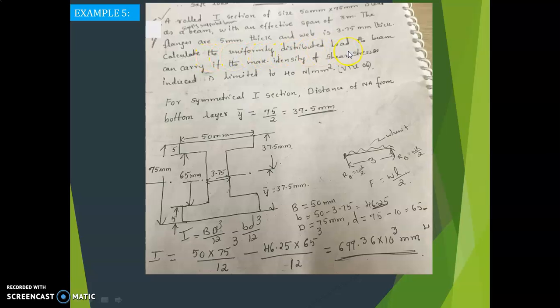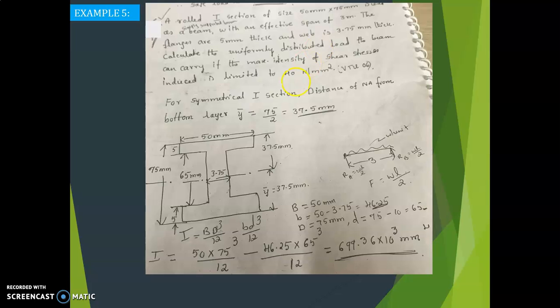Calculate the uniformly distributed load the beam can carry if the maximum intensity of shear stress induced is limited to 40 Newton per millimeter square. Okay, this is the question paper problem. So what you have to calculate here is W. It is a simply supported beam and the uniformly distributed load you have to calculate.